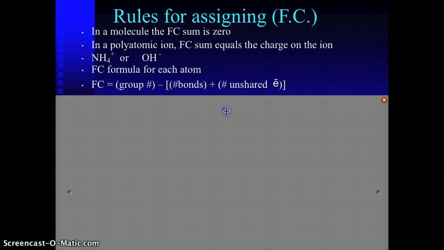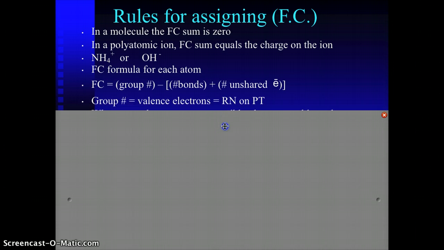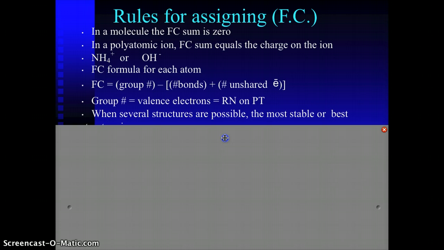Now, to find the formal charge for each atom, we're going to use the following formula. The formal charge is equal to the group number, that's the number of valence electrons. We find that by looking at the Roman numeral at the top of the periodic table, minus the number of bonds that the atom has, plus the number of unshared electrons. Now, this is different from geometry. We do not count electron domains, we're counting bonds. So this time a single bond is 1, a double bond is 2 bonds, a triple bond is 3 bonds. So again, it's not domains, it's bonds. Again, the group number is equal to the valence electrons, or the Roman numeral on the periodic table.